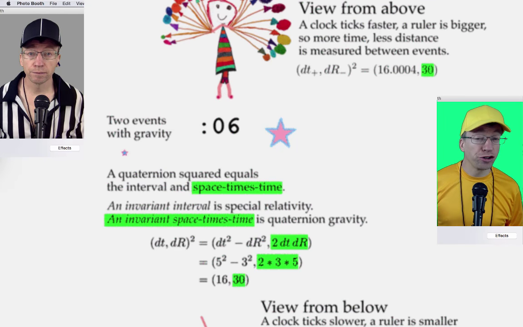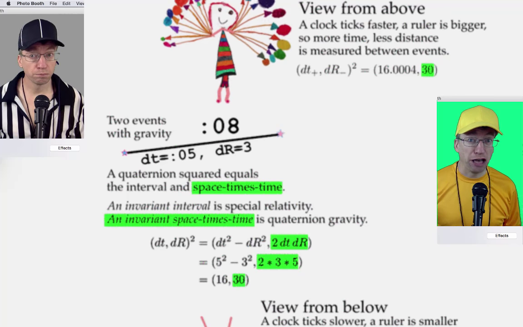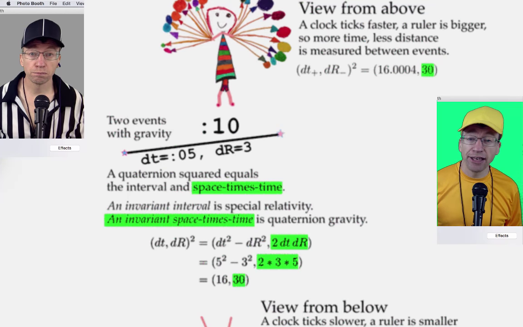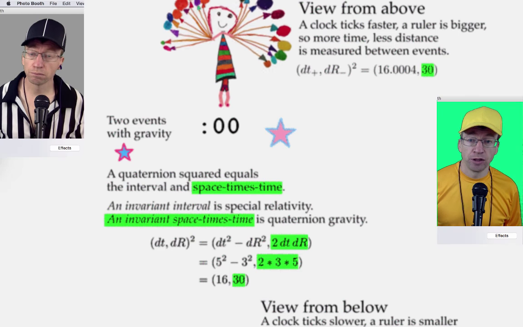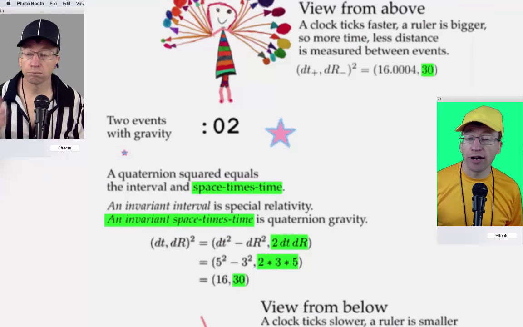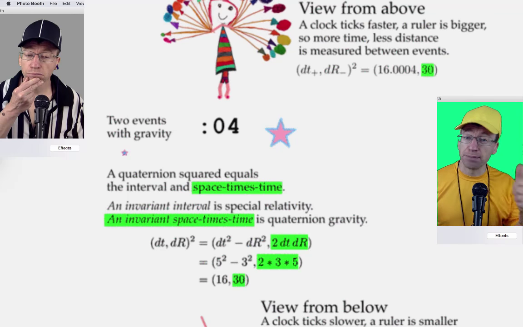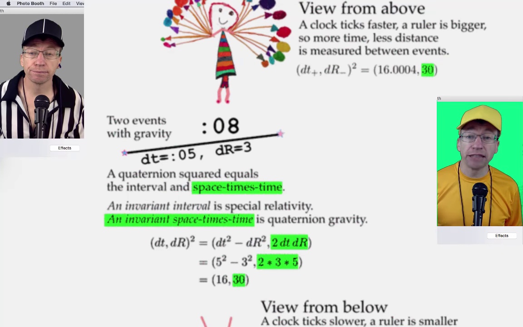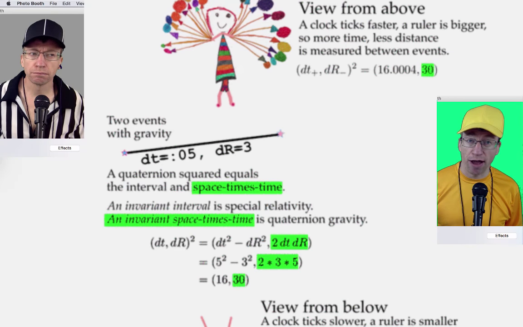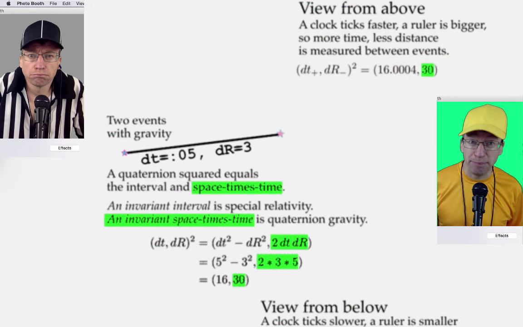Hello, I'm Quaternion Gravity Doug in yellow. Everything Kelly Green on this page is about Quaternion gravity. So it says a Quaternion squared equals the interval and space times time. An invariant space times time is Quaternion gravity. But what does that mean?